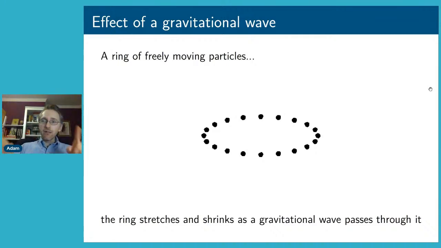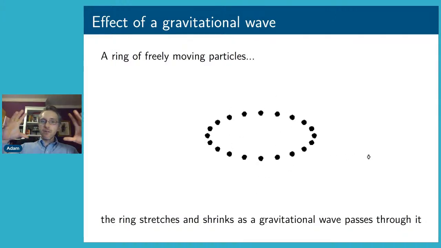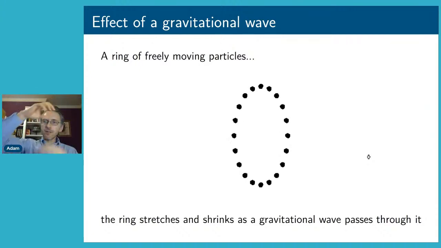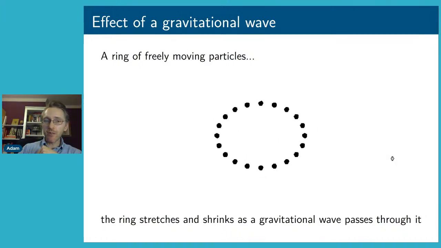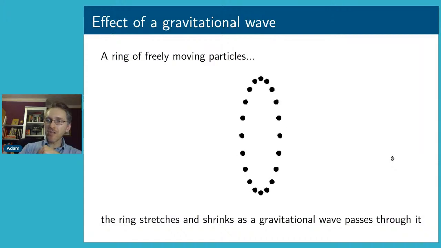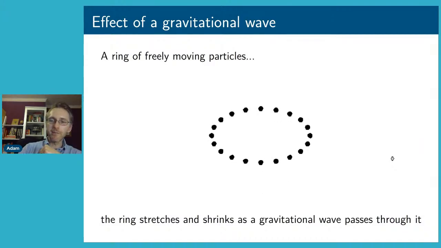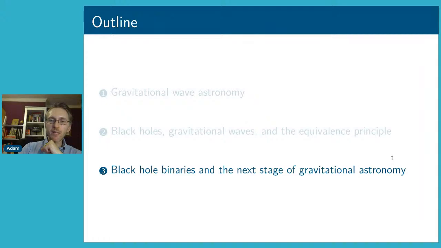Well, let's set up a ring of freely moving particles, or just say little physical orbs, whatever you like. And remember I said that the space-time curvature dictates how these things move. And so when the wave passes through, this circle gets deformed: it stretches, shrinks, stretches in this particular pattern. So the idea of gravitational wave astronomy is to measure this stretching and shrinking. That's what we're going to get to in the last portion of the talk.